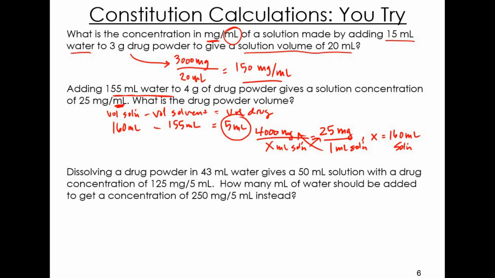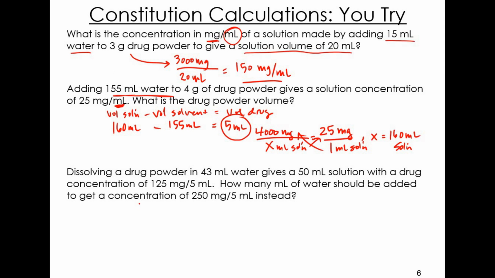Okay, the last one, maybe the least straightforward of all. We dissolve a drug powder in 43 mils of water, and we'll get a 50 ml solution with a concentration of 125 milligrams per teaspoon. So how many mils of water should be added to get 250 milligrams per teaspoon instead? And so we actually have to prepare this powder so that it gives a different concentration than you would normally.